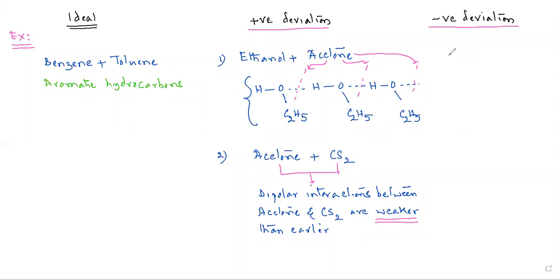Now, let me also give two examples for negative deviation. Let us consider this example, phenol and aniline. See, when these two are mixed, look at how the interactions increase.